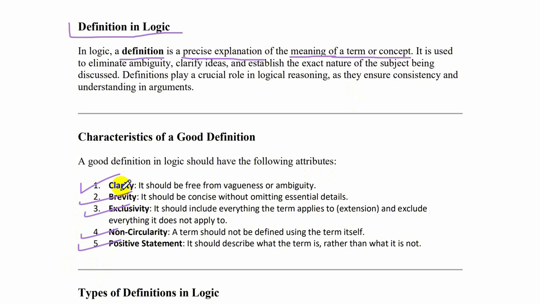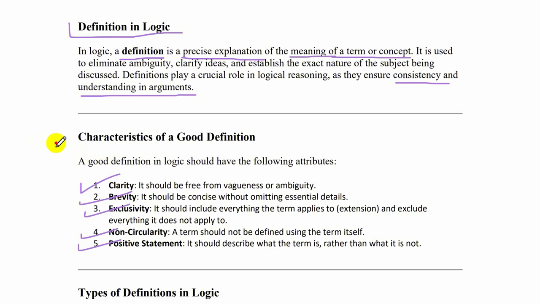So basically, they define a term or a word or a concept with its precise explanation. It is used to eliminate ambiguity, clarify ideas, establish the exact nature of the subject being discussed. Definitions play a crucial role in logical reasoning as they ensure consistency and understanding in arguments.